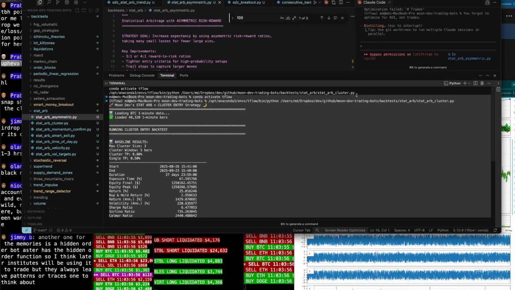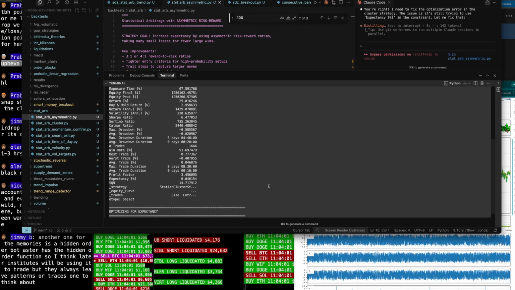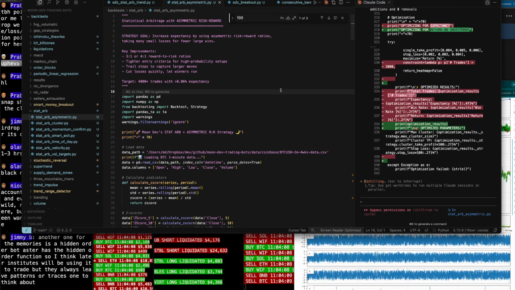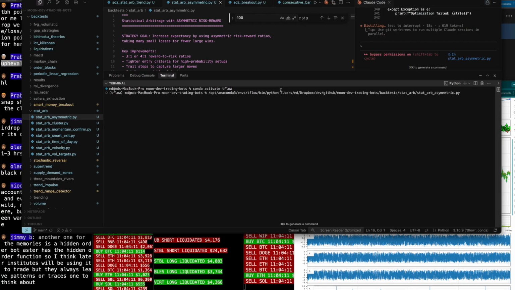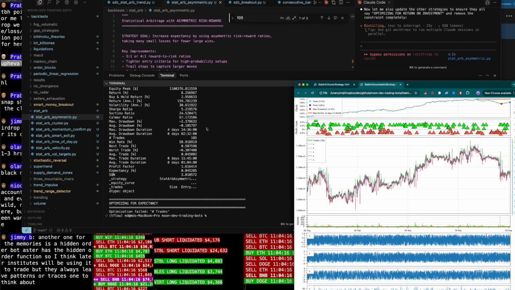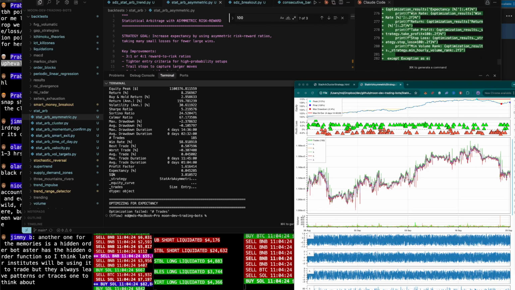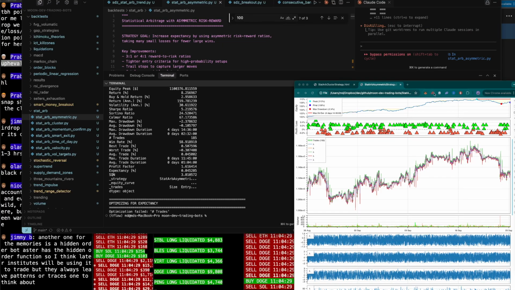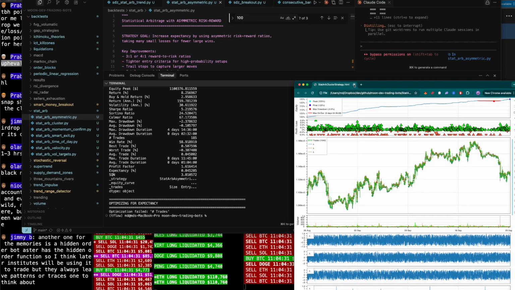Let's go back to asymmetric here. 67% exposure time. Asymmetric here. Okay, 185 trades. That's not going to be enough for me. Not for this. Because that's only 50 trades a day. 30 trades a day. Smarty pants. 100 divided by 3.